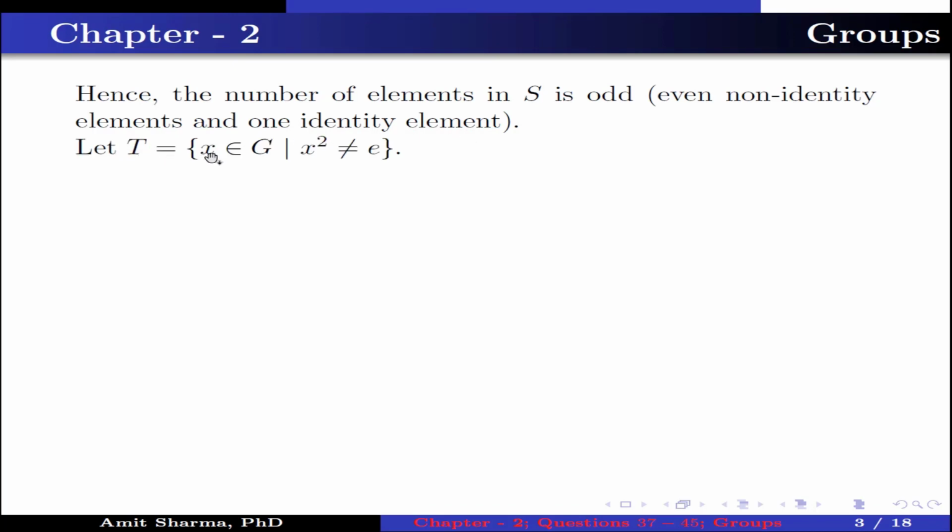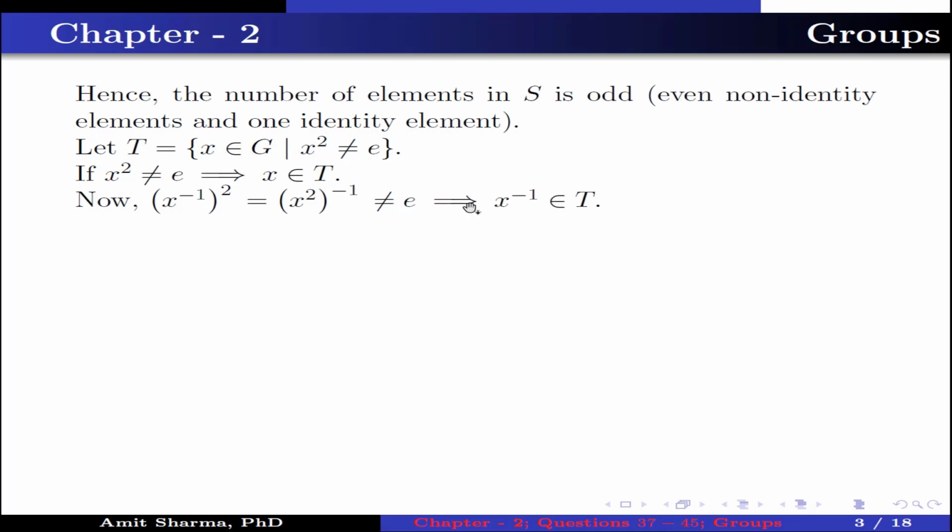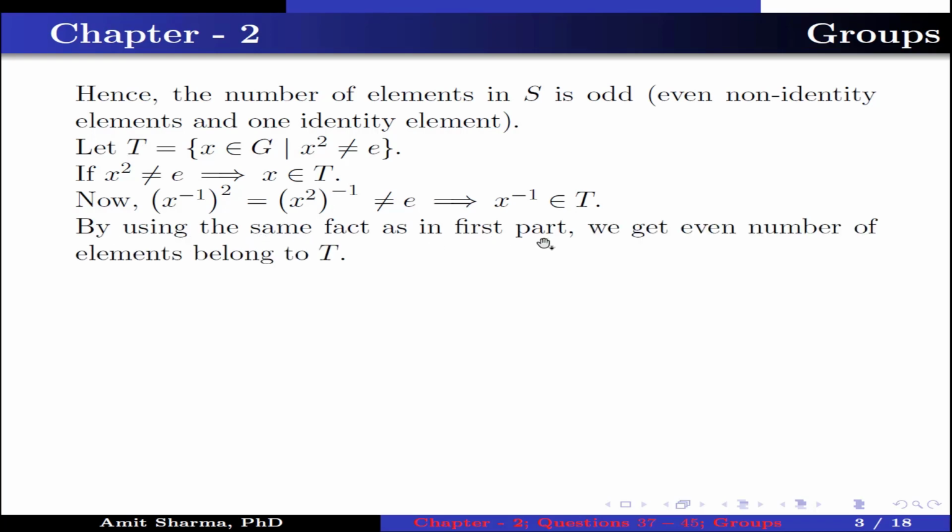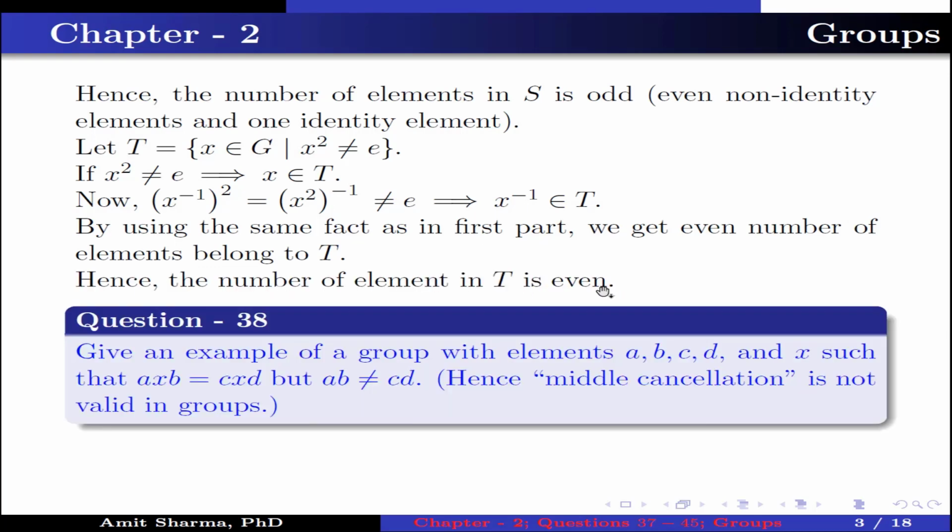Let T be the set containing the elements x belonging to G such that x square is not equal to identity. If x square is not equal to identity, this implies x belongs to T. Now x inverse square can be written as x square inverse, which is not equal to identity. This implies x inverse also belongs to T. Now, by using the same fact as in the first part, we get an even number of elements in T. Hence, the number of elements in T is even.